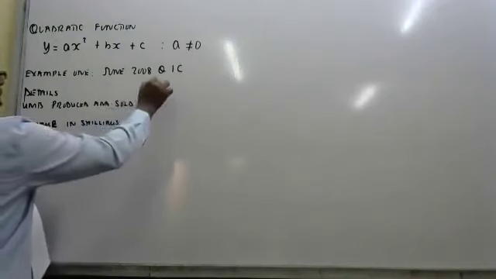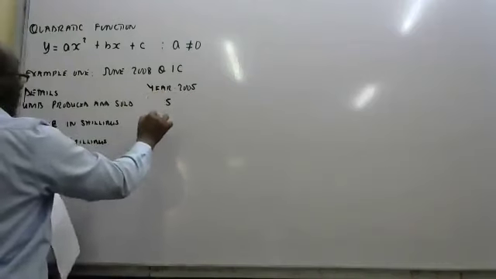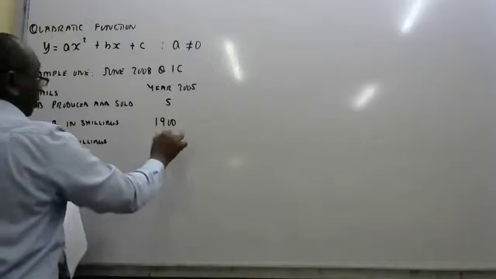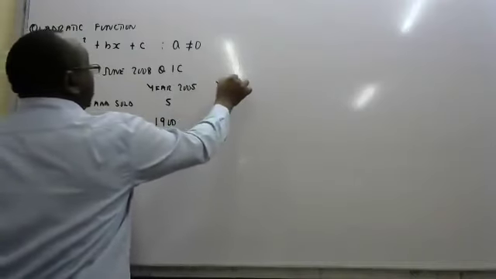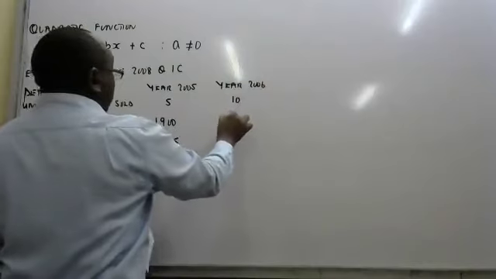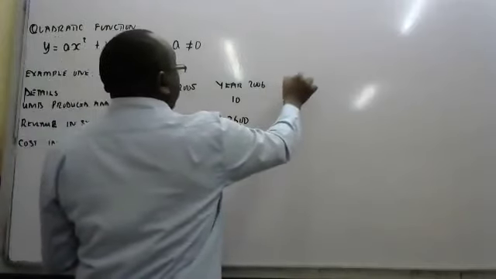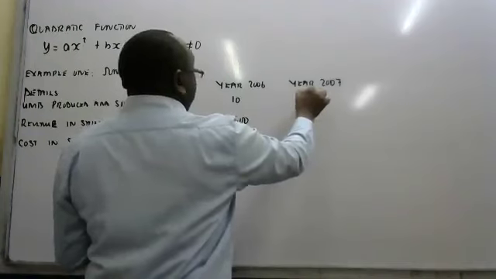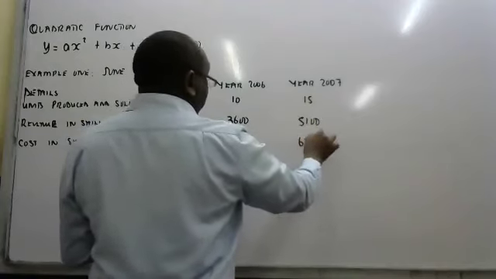Now, this is the year 2005. We had 5 units, a revenue of 1900 and a cost of 75.25. In the year 2006, we had 10 units, a revenue of 600, and a cost of 7100. And in the year 2007, the units are 15, the revenue is 5100, and the cost is 6725.